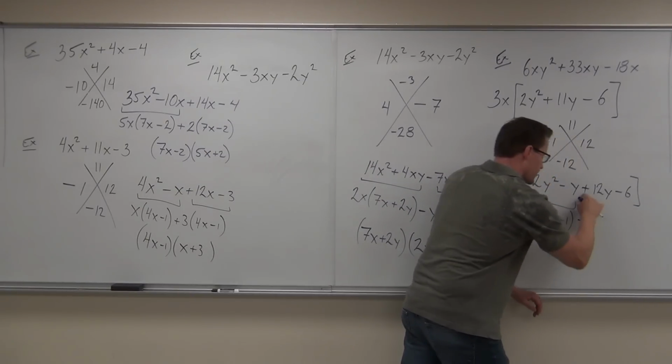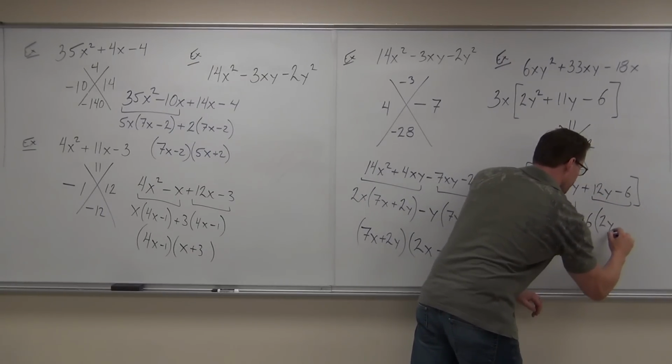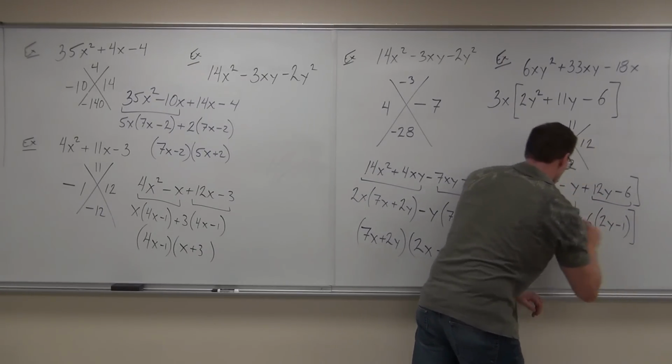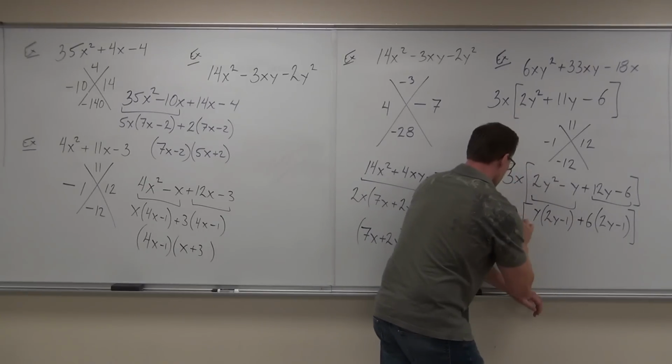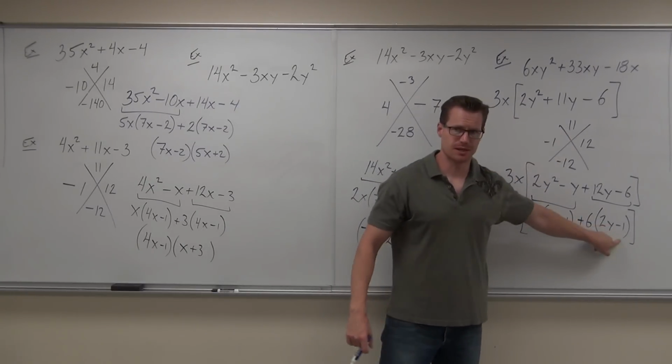6. That plus is a positive 6. And we get what? 2y minus 1. Can you verify that we have done this correctly? Yeah, because they're both the same. That's how we know. If we know this is right, then these have to be the same.